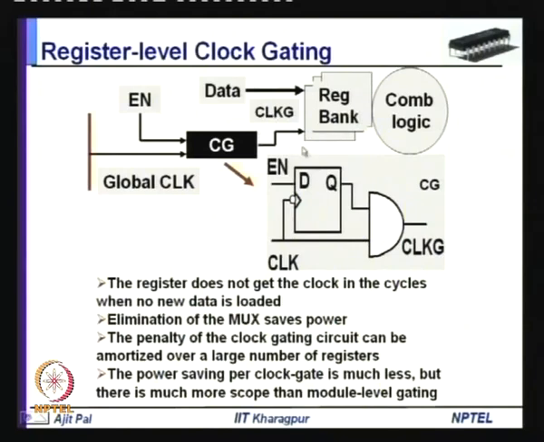On this part there is some finite capacitance here, so you are preventing unnecessary transitions within this register bank and also in the combinational circuit. Not only that, in this case the register bank does not get clock in the cycles when no new data is loaded. So, on very few occasions it will receive the clock, and elimination of the mux saves power.